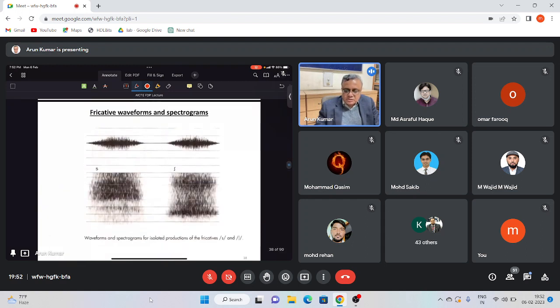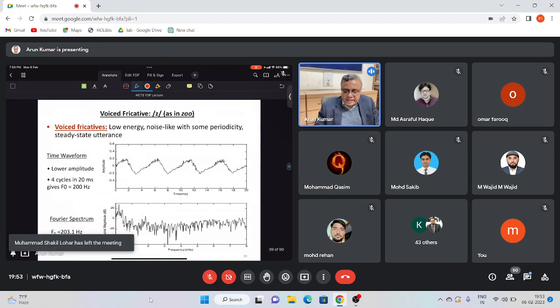Here are the waveforms and spectrograms of fricative sounds, s, sh, and th. Because of the random noise-like waveforms, you can see the spectrogram also has a very broad spread of the energy as shown by these dark patches, right? The y-axis is the frequency axis and the x-axis is the time axis. So this is the characteristic of fricative consonants.